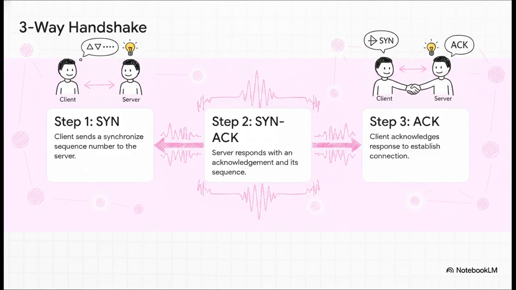And finally, step 3. The client sends a segment back with just the ACK flag set. Loud and clear, "I acknowledge your sequence, let's talk." And boom, just like that, a perfectly reliable connection is established. An actual data transfer can finally begin.